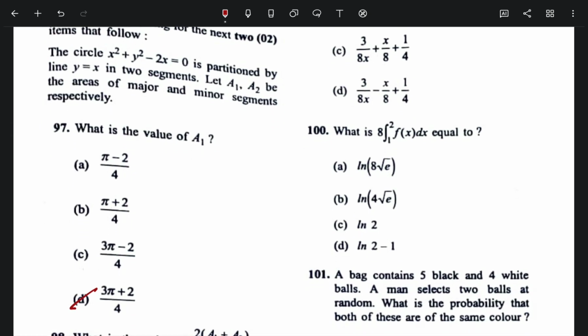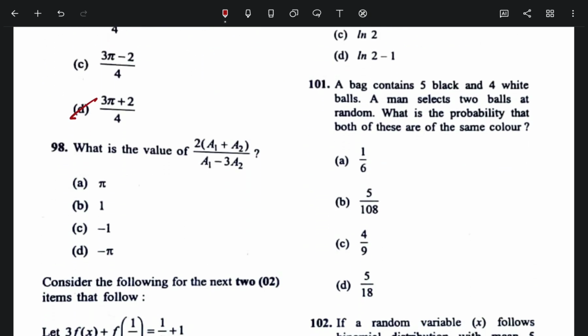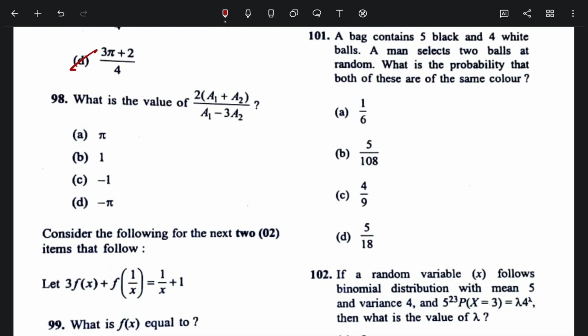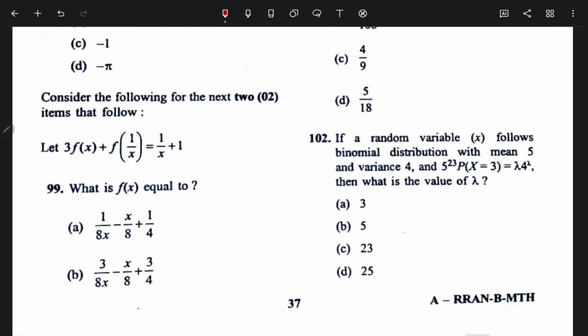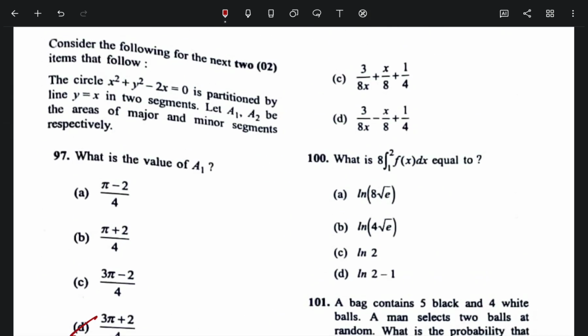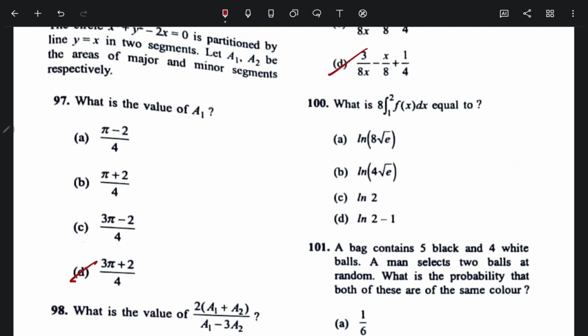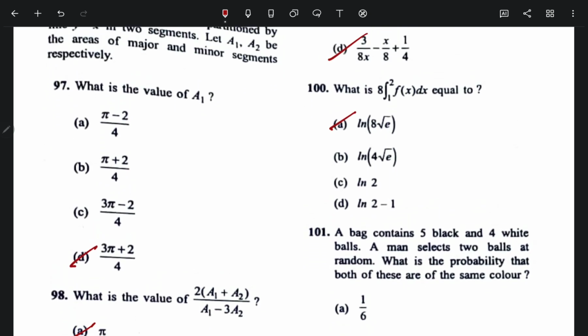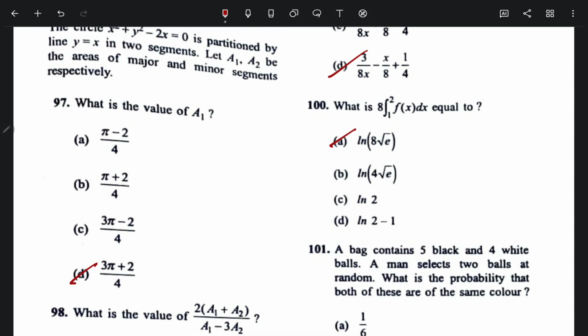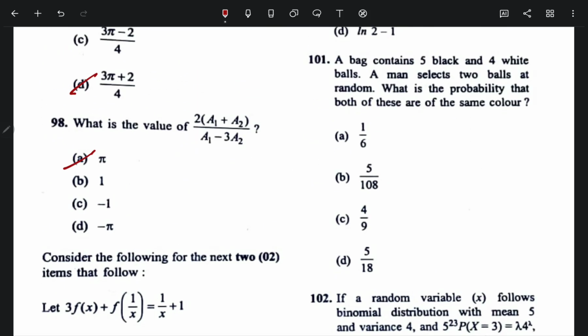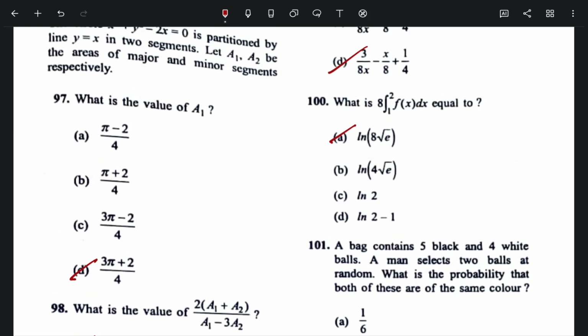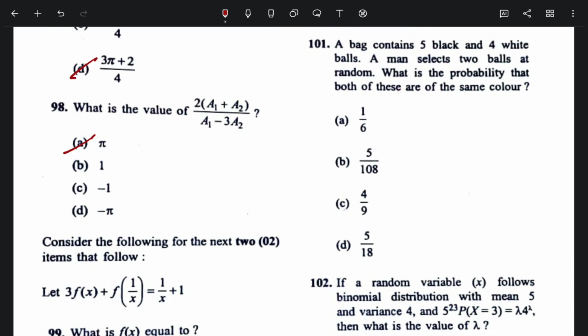What is the value of A1, area of the major and minor segments respectively. So y is equal to x, the line is going through, and it's just area under curves. Again 98, the answer is A. 99, the answer is D. For 100, the answer is A. Again it's going to be a simple integration. So 101 you get C.